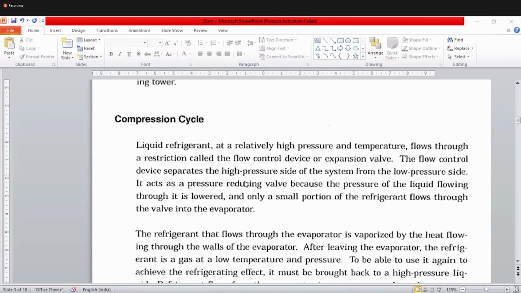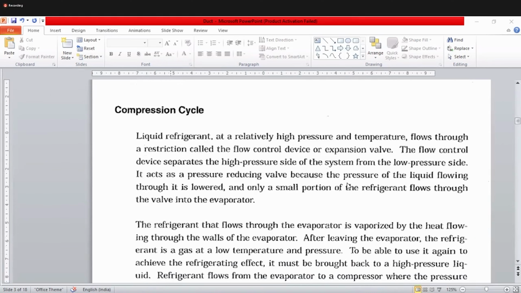It acts as a pressure reducing valve because the pressure of the liquid flowing through it is lowered and only a small portion of the refrigerant flows through the valve into the evaporator. So it acts as a pressure reducer. It reduces the pressure as a small portion of refrigerant flows through the evaporator.